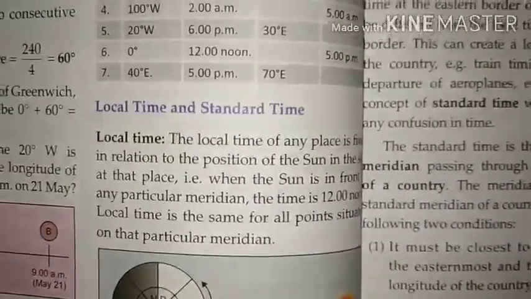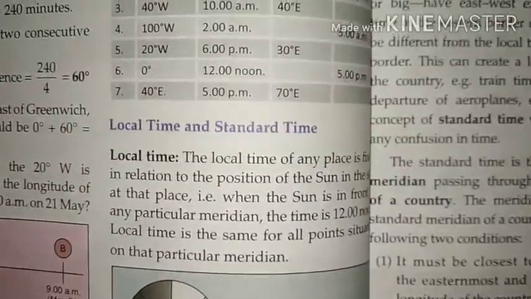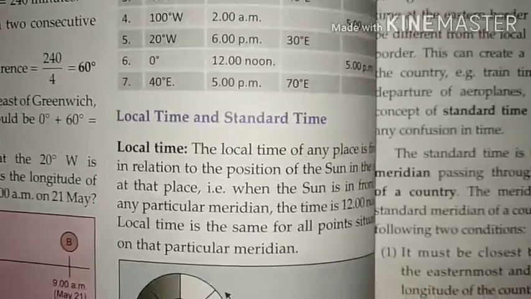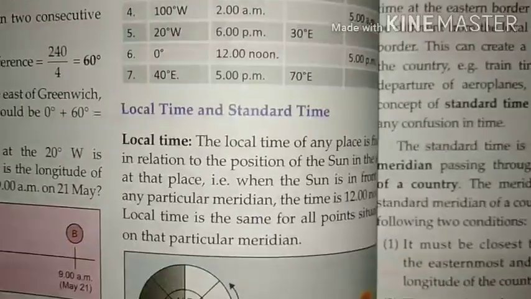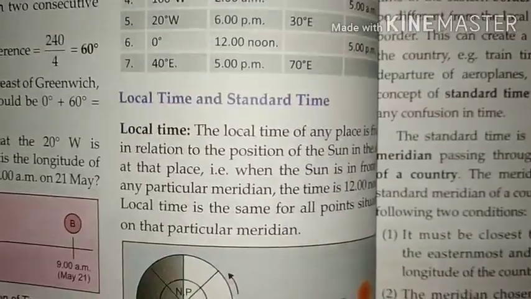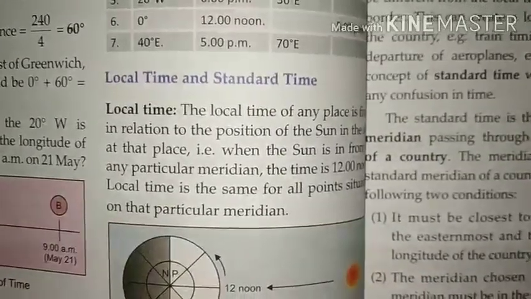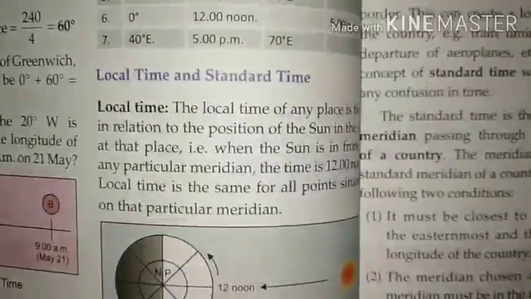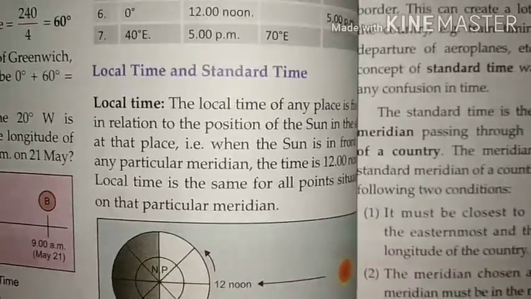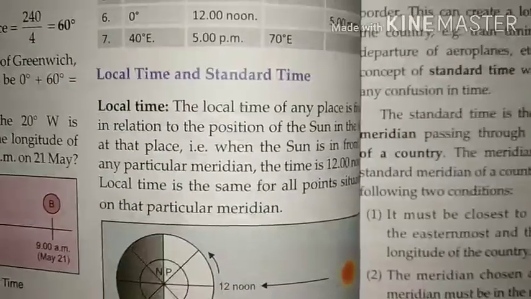Now let us talk about local time and standard time. The local time of any place is fixed in relation to the position of the sun in the sky at the place, that is, when the sun is in front of any particular meridian, the time is 12 noon. Local time is the same for all points situated on the particular meridian. As I have told you, all the places on the same meridian experience the same time. So that is called local time.